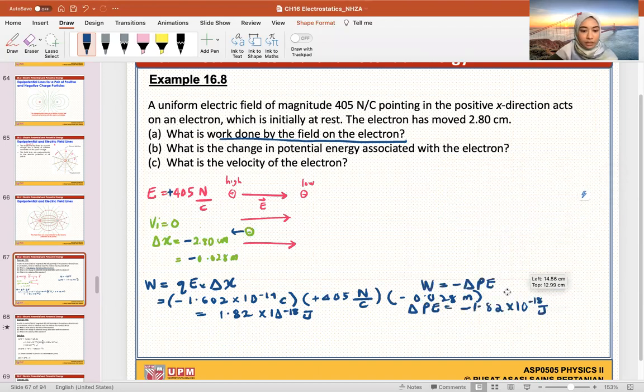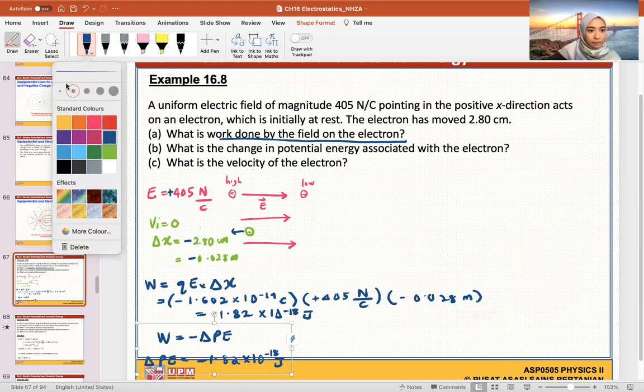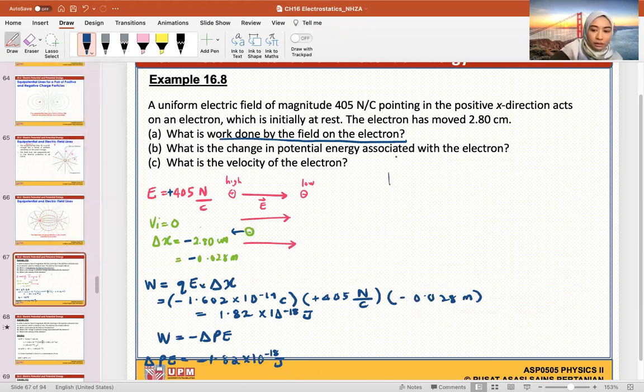Okay, applying the conservation of energy, we know that delta KE plus delta PE is equal to 0. This is the conservation of energy for electric potential energy, okay? So we know what our PE is. It's minus 1.82 times 10 to the minus 18. So if I were to expand this equation, I will expand it like this.